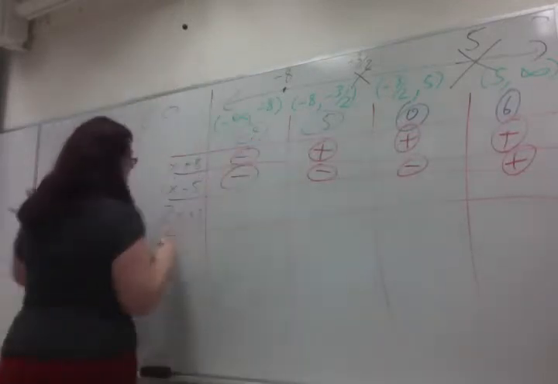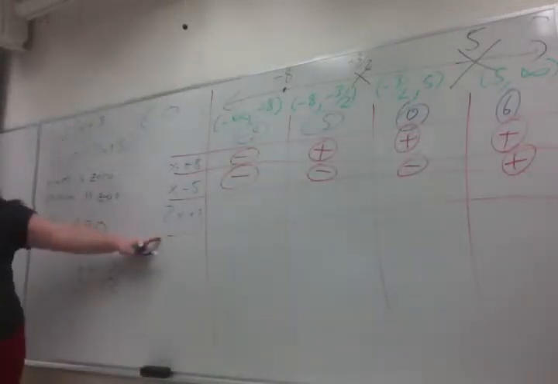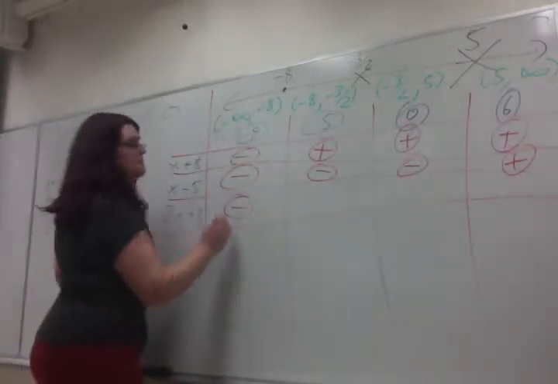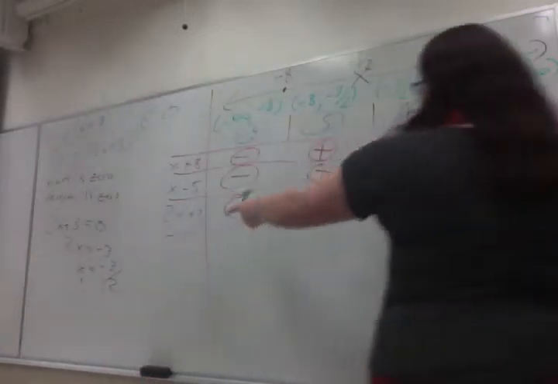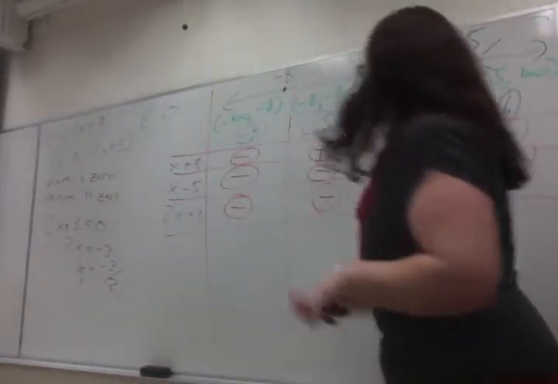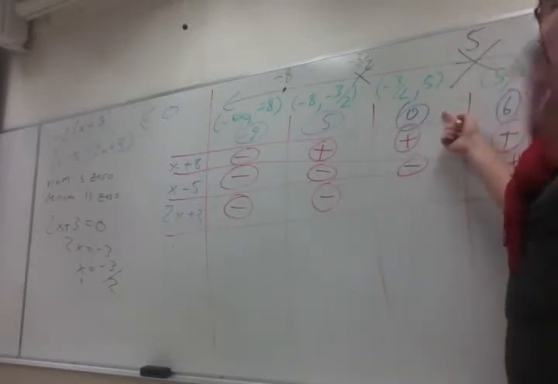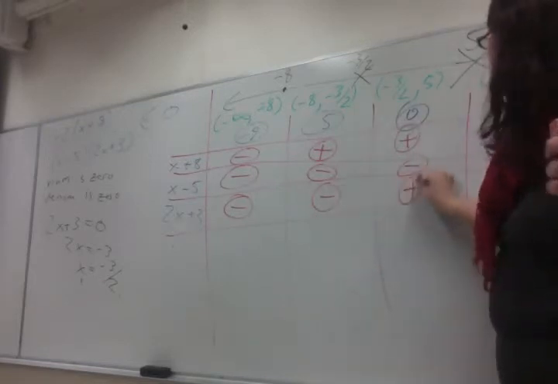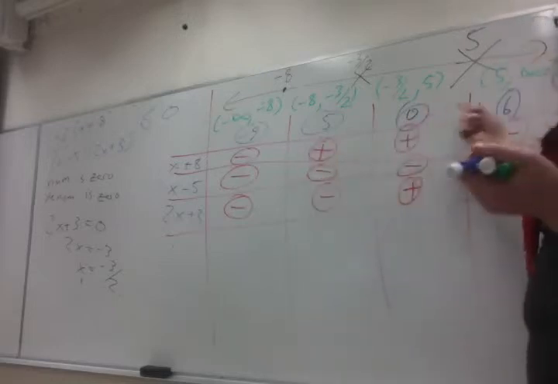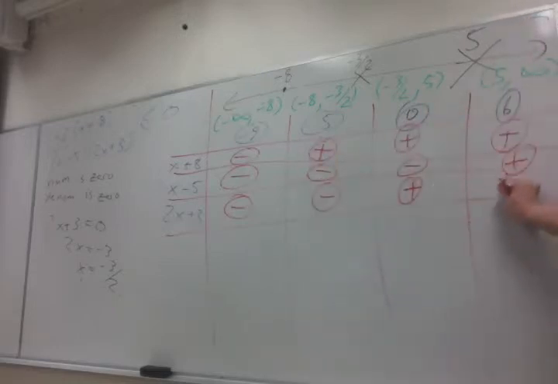If I take negative 9, 2 times negative 9 is negative 18, plus 3 is negative 15. Still negative. 2 times negative 5 plus 3 is negative. It's negative 10 plus 3, which is negative 7. 2 times 0 plus 3, however, is positive, because 2 times 0 is 0, 0 plus 3 is positive. 2 times 6 plus 3 is positive.